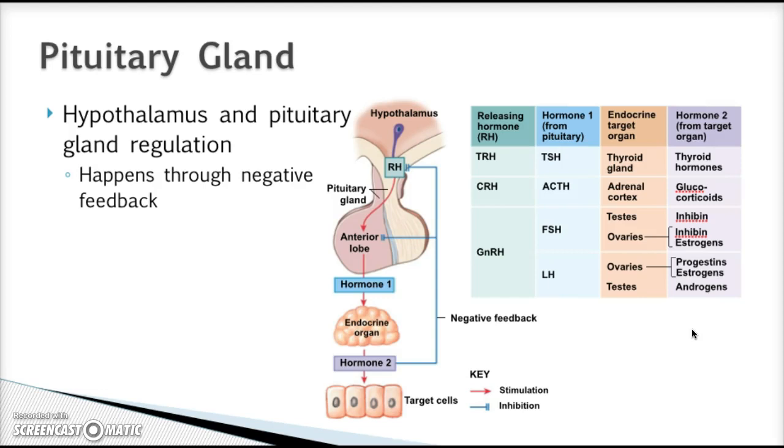TSH then causes the thyroid to start producing thyroid hormone. When the levels of thyroid hormones are high enough, they send a signal back to the hypothalamus so that it stops producing the releasing hormone. In this way, the levels of hormones circulating in the bloodstream can be controlled.